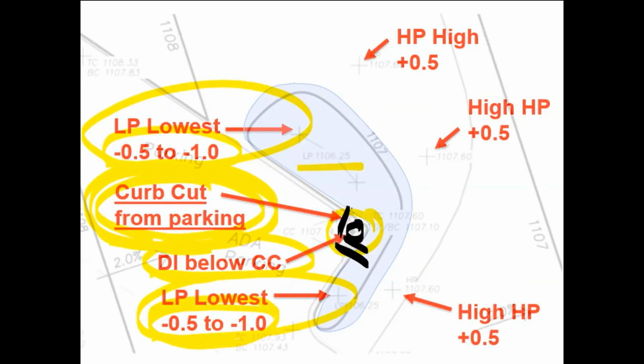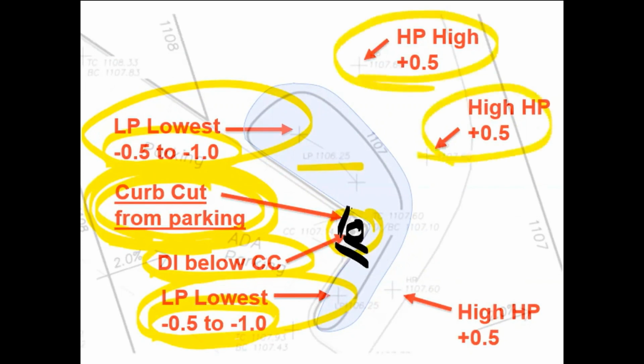So again, the low points are half a foot to 1 foot below the curb cut. The high points need to be at least half a foot above the curb cut. Why half a foot? Because the way things are constructed is not that precise, and you do not want to leave wiggle room for someone to get it wrong. So the basic idea here, again, you always start with the curb cut. You then can set your drop inlet. You can then set your low points, and then you can set your high points.